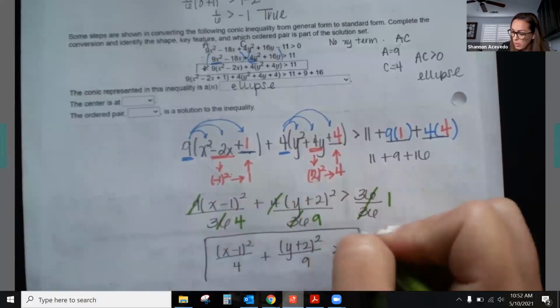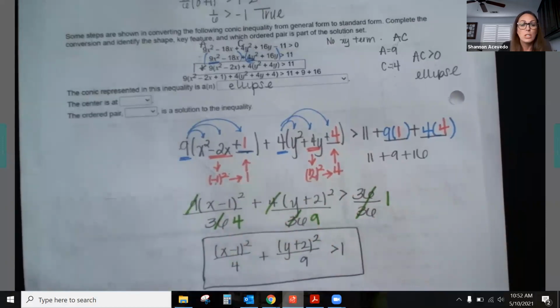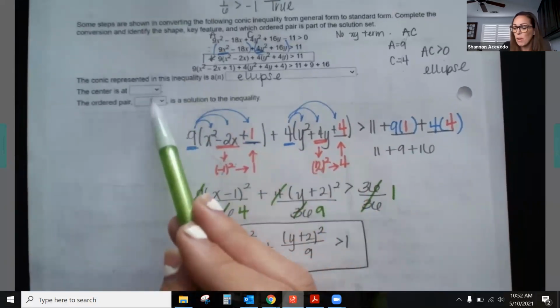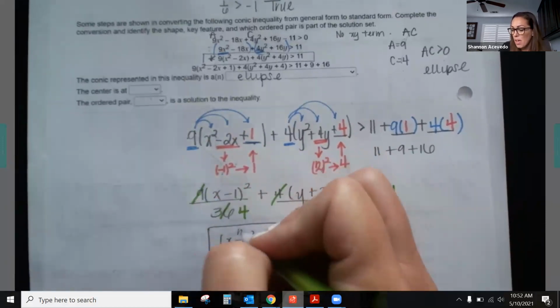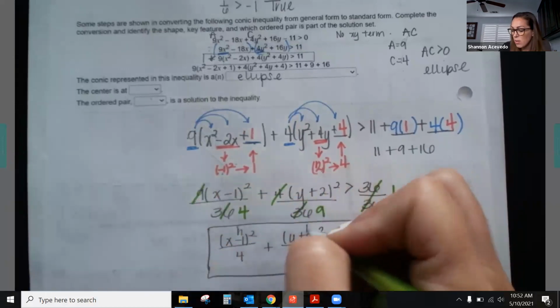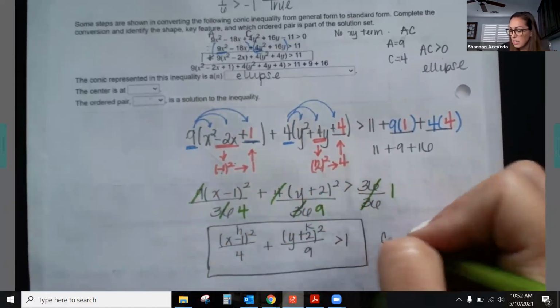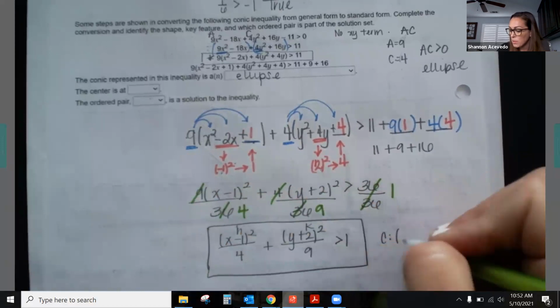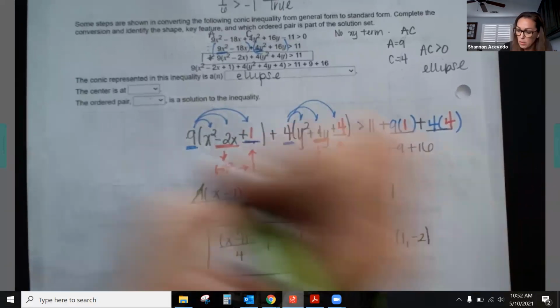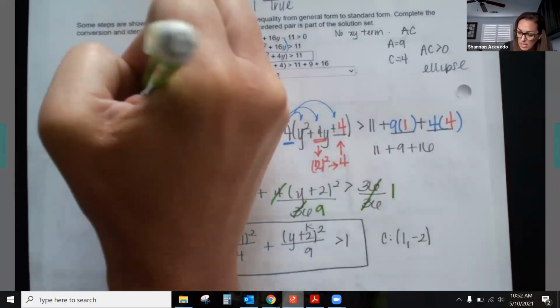And here's my equation, which is great because now I can easily identify my center. Remember, h goes with the x value, k goes with the y, so my center for this one is going to be at (1, -2).